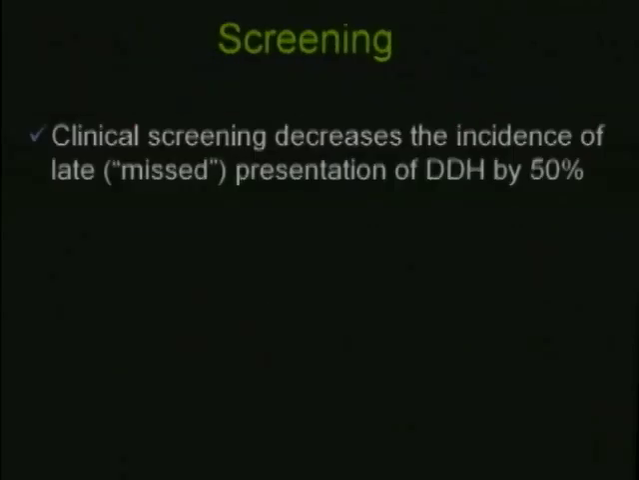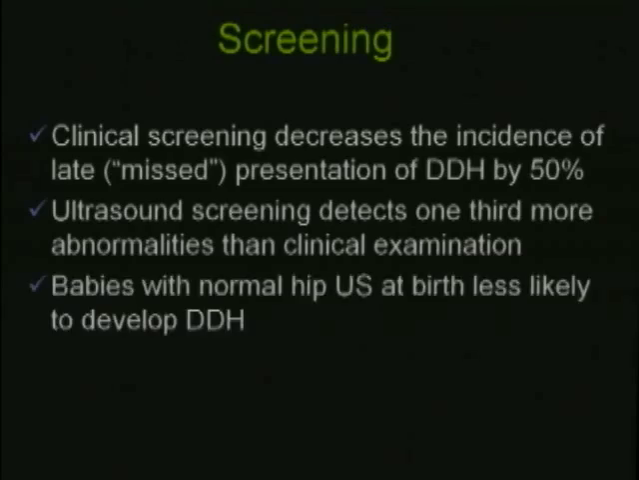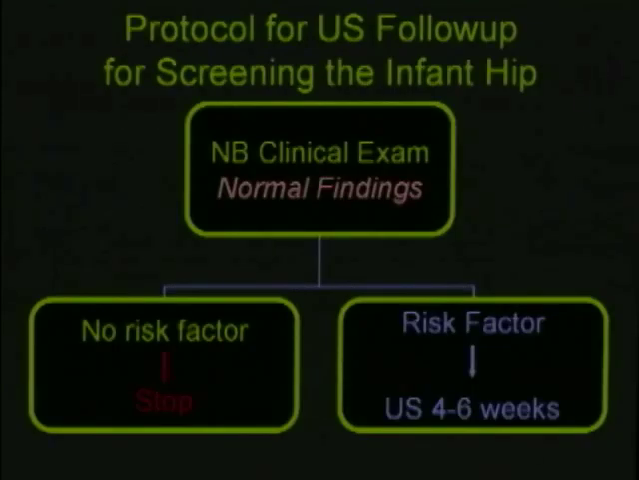It's been shown that the clinical screening that the neonatologists and the pediatricians are doing decreases the incidence of late missed presentation of DDH by 50%, but that ultrasound screening detects 1/3 more abnormalities than the clinical exam. It's also known that babies who have a normal hip ultrasound at birth are less likely to develop DDH. We also know if we scan the babies too early and the physiological laxity of the hip is significant enough, these babies are going to be obligated to come back for a follow-up sonogram. So scanning at the right time is appropriate.